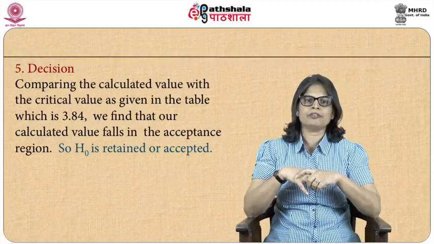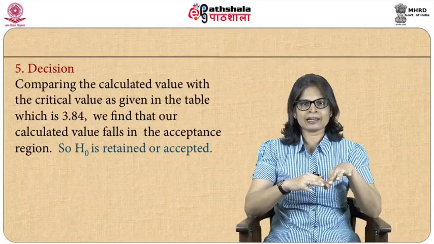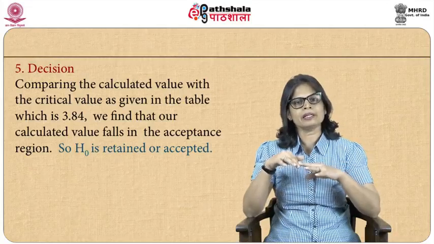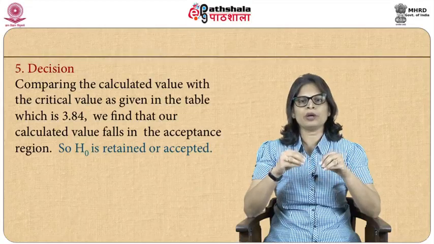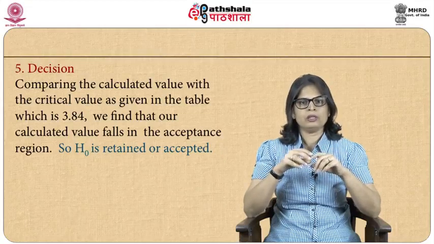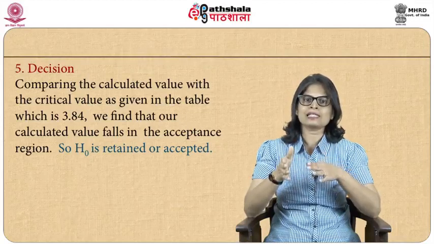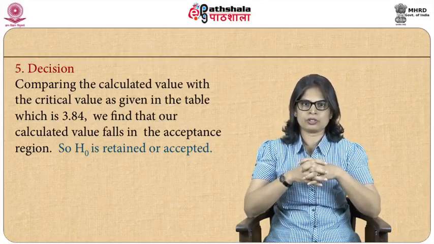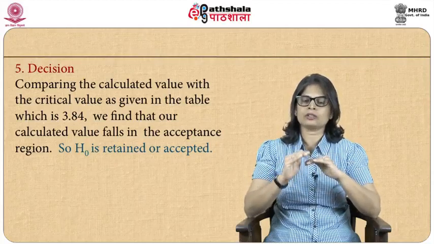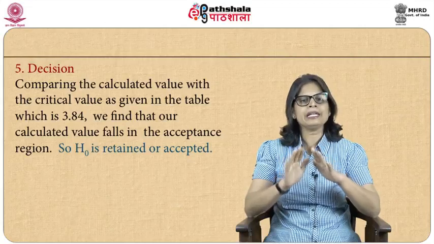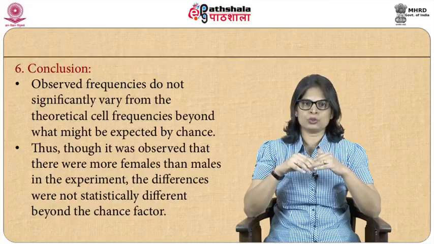Based on this, then we give our decision. Comparing the calculated value with the critical value as given in the table comes out to be 3.84. As we can very well see, our calculated value falls clearly in the acceptance region. So, we accept the null hypothesis H0, or in other words, we retain it as it is. Then we move to the conclusion.